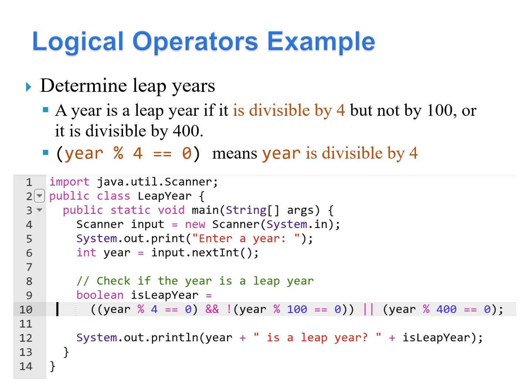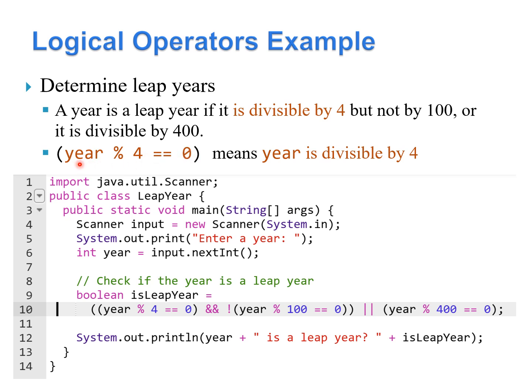Let's consider a program that demonstrates an example of using logical operators. This program first prompts the user to enter a year as an int value and checks if it is a leap year. As a matter of fact, a year is a leap year if it is divisible by 4 but not by 100, or it is divisible by 400. In order to test if a number year is divisible by 4 or not, we take the remainder of year divided by 4 and compare it to 0.